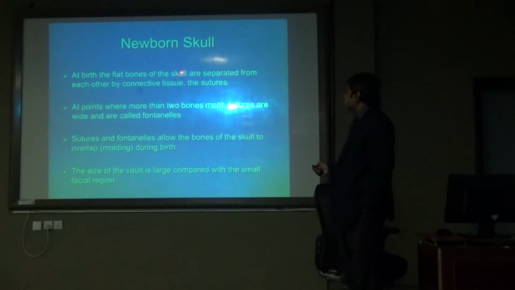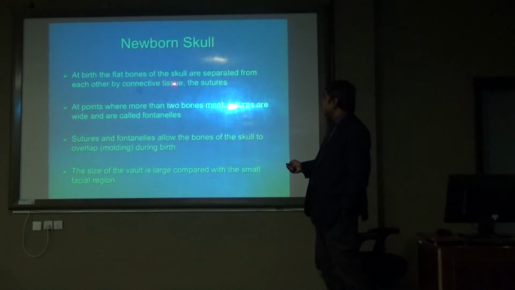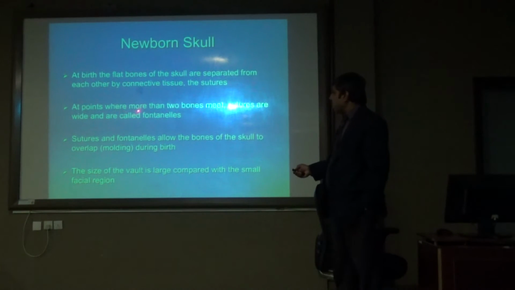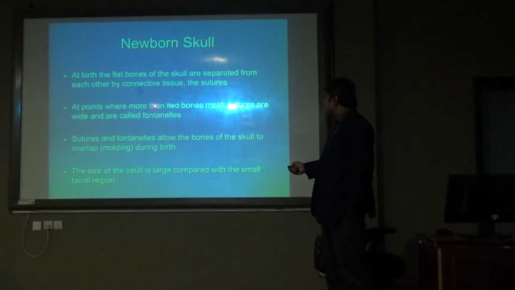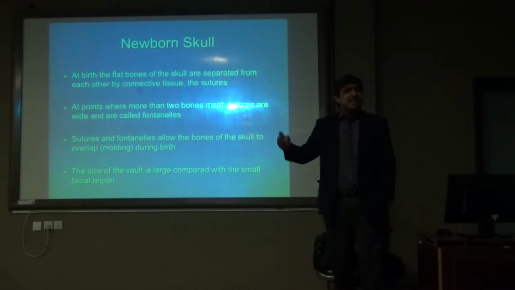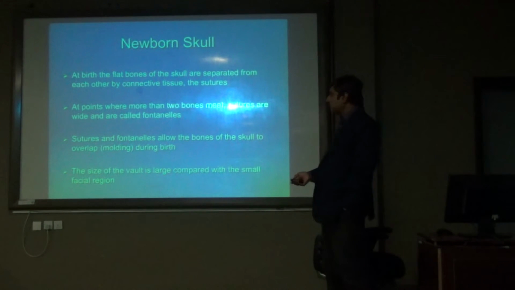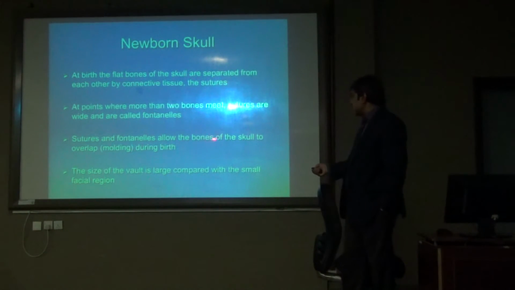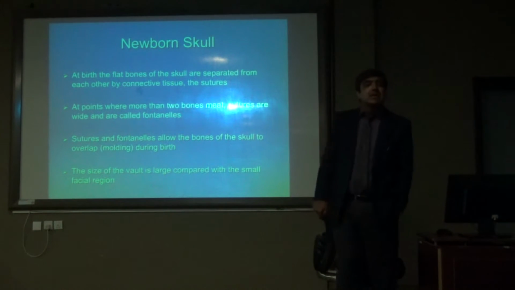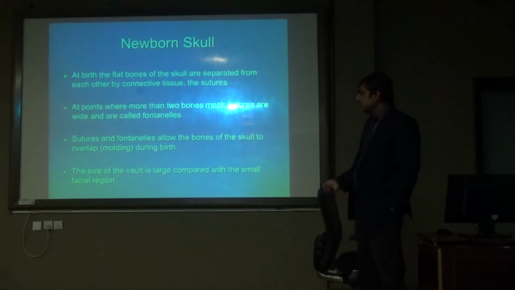At birth, the flat bones of the skull are separated from each other by connective tissue, the sutures. At points where more than two bones meet, sutures are wide and called fontanelles, anterior and posterior fontanelles. We talked about this. Sutures and fontanelles allow the bones of the skull to overlap during birth. This overlapping is known as molding. We already talked about this.